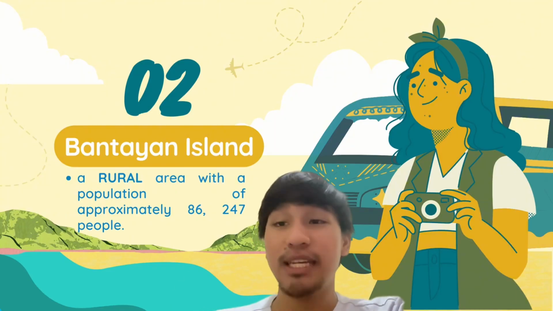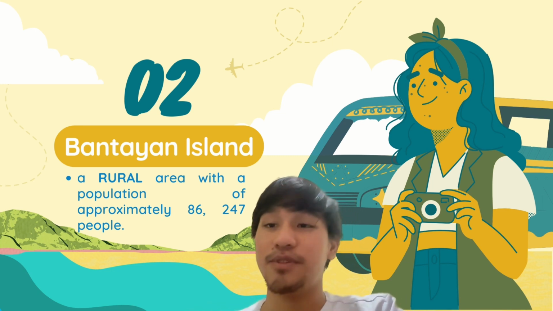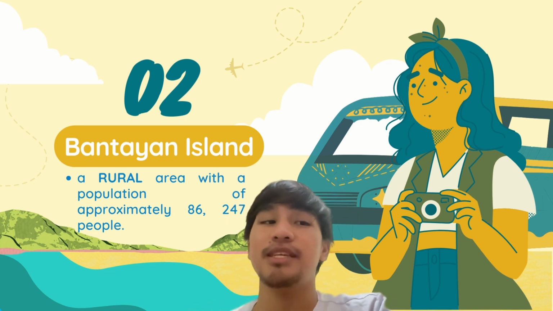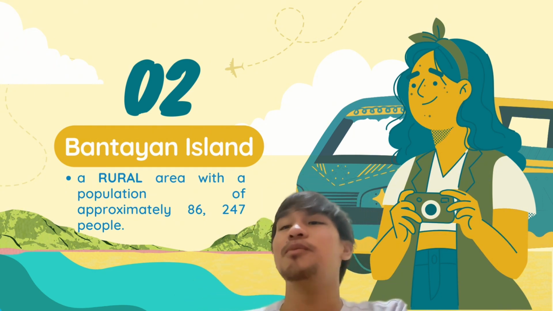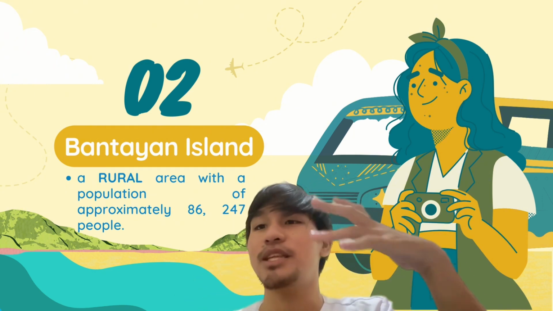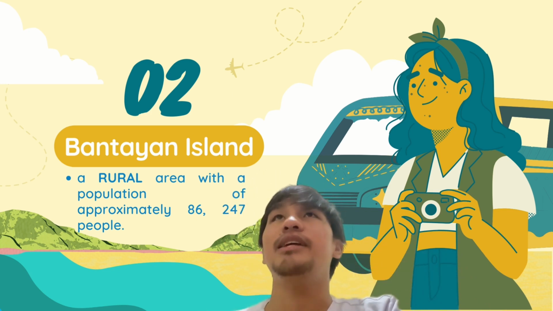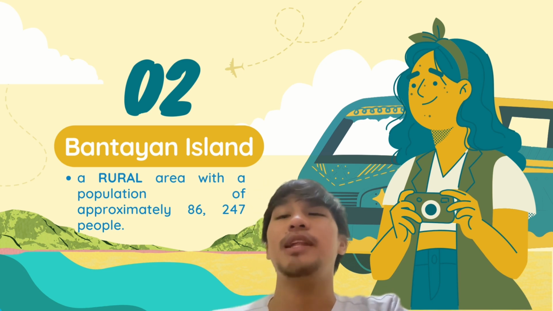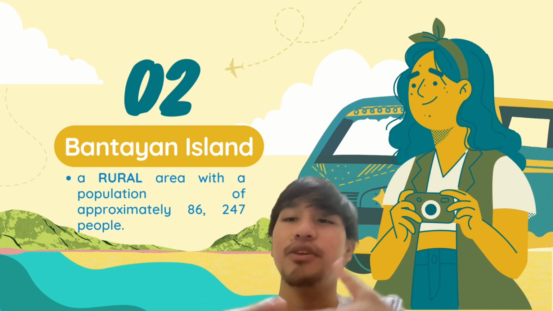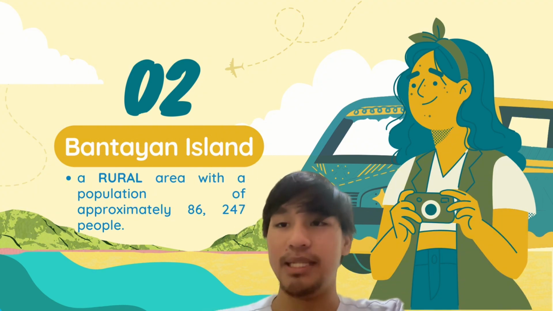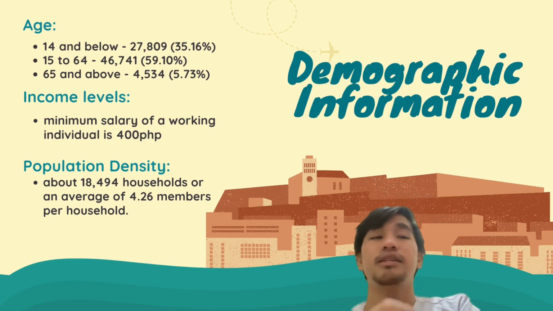For our second location, we chose Bantayan Island, a rural area in the northern part of Cebu, with a population of 86,247, and is accessible by bus to Maya Port, which is the tip of Daan Bantayan, and or by booking a flight from Cebu, Mactan Cebu International Airport, then you can reach the island by that means. So demographic information for Bantayan Island is as follows.